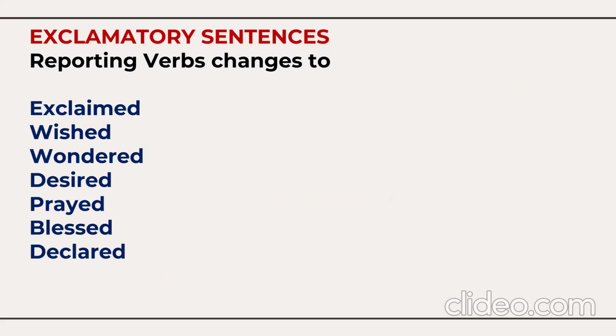Then the next type of sentences we have here, exclamatory sentences. So exclaims, right? So in such a case, the reporting verb will change, and will become exclaimed, wished, wondered, desired, prayed, blessed, declared. Let's see how. He said, may God reward him. May God reward him. It's a kind of a wish, right? How to change it into indirect speech.